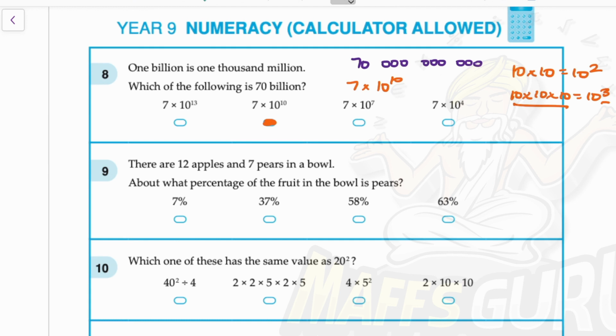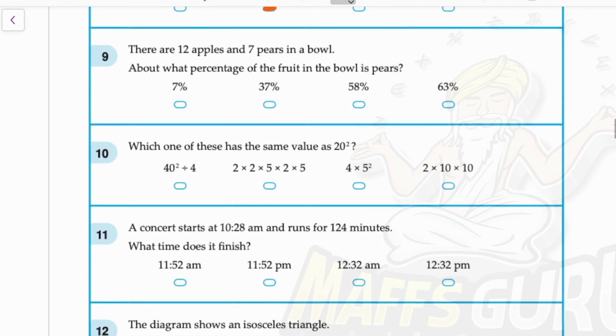There are 12 apples and 7 pears in a bowl. About what percentage of the fruit in the bowl is pears? Okay, so we've got 7 pears out of a total of 19. Now that's a fraction. To turn it into a percentage, we do 7 divided by 19, which gives me a decimal. And then I would times my final answer by 100.